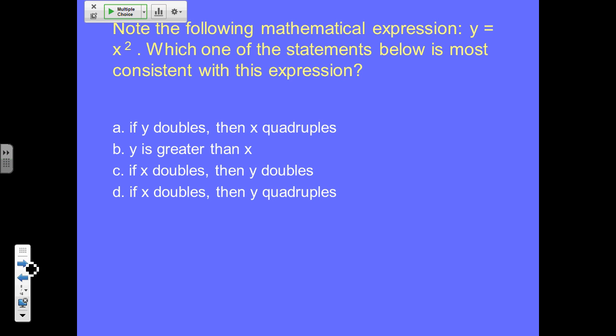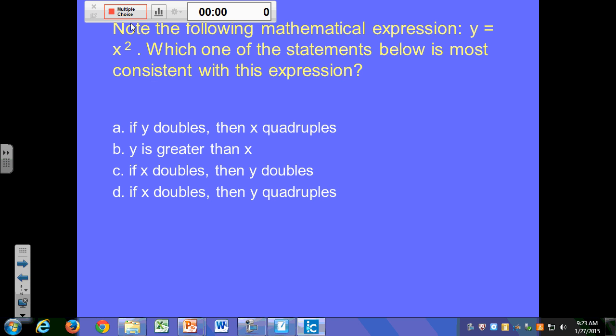So, note the following expression, y equals x squared. Which of these statements is most consistent with this expression? That is, if I double y, then does x quadruple? Is y greater than x? If I double x, then does y double? And if x doubles, then does y quadruple? Which of those statements is always true?